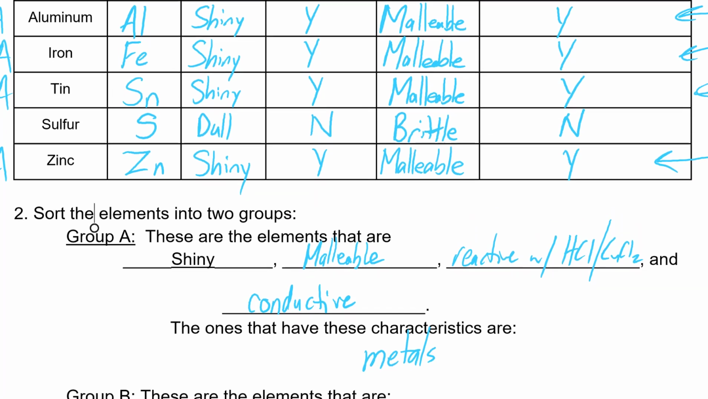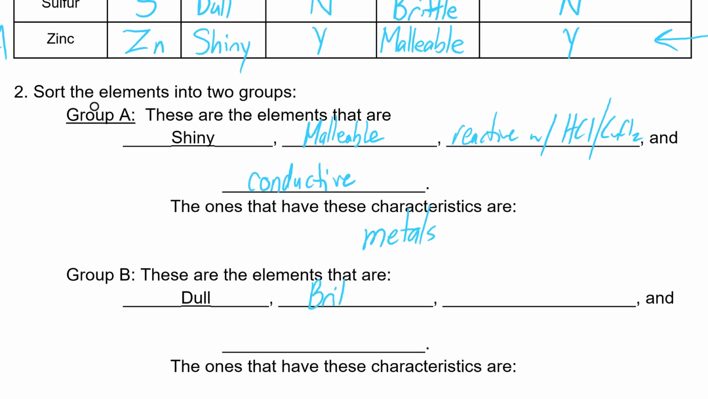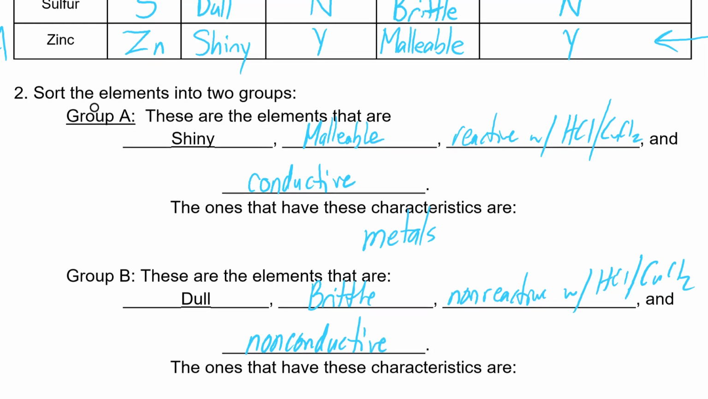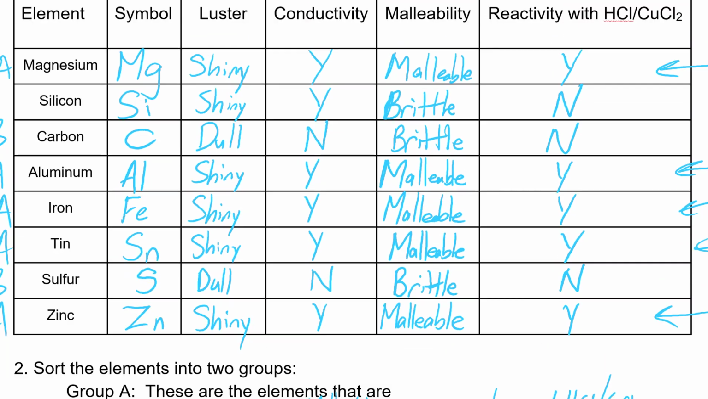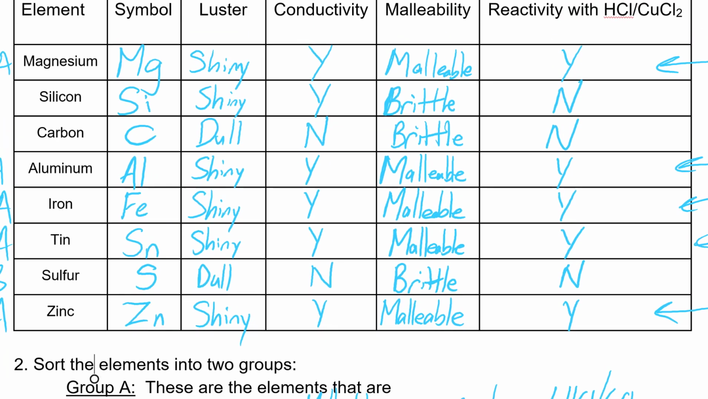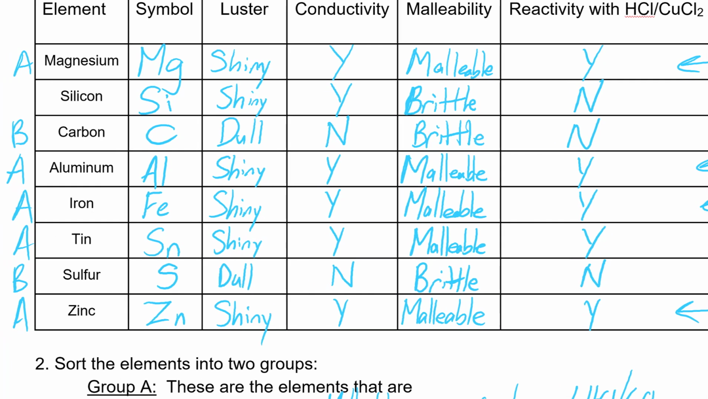The ones that are dull and brittle and non-reactive with HCl and or copper 2 chloride, or are non-conductive, right? Those are sulfur and carbon, right? You see those answers right there.